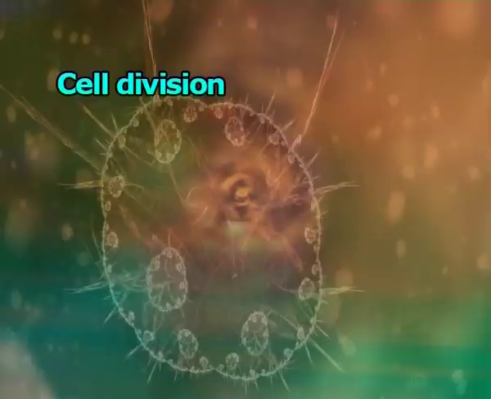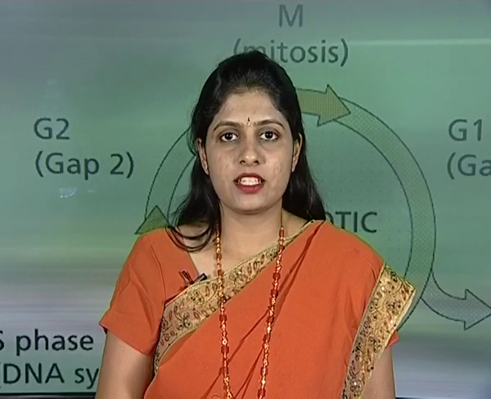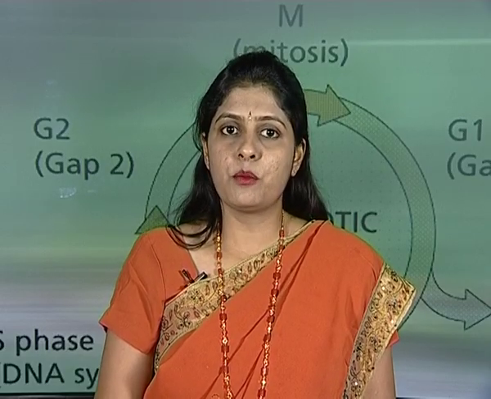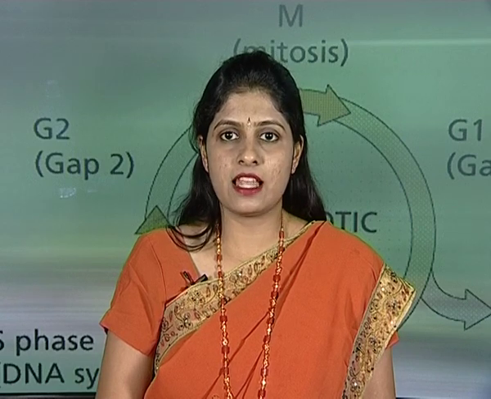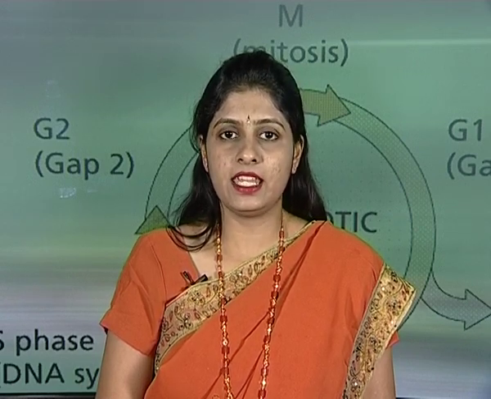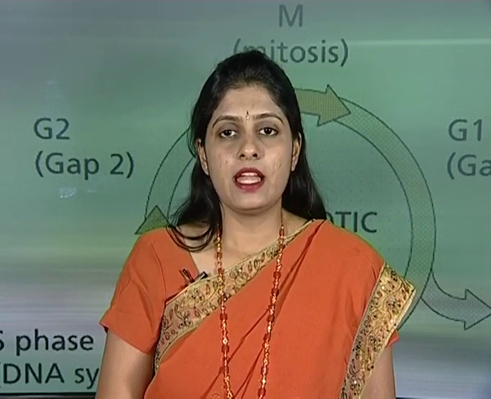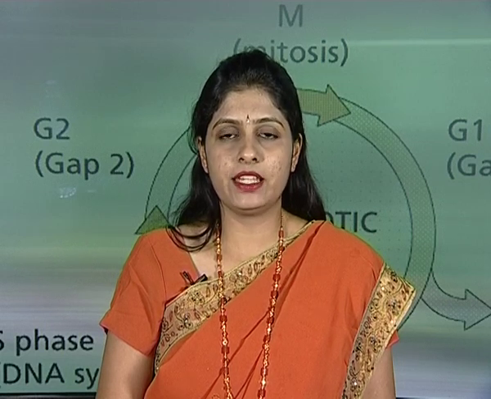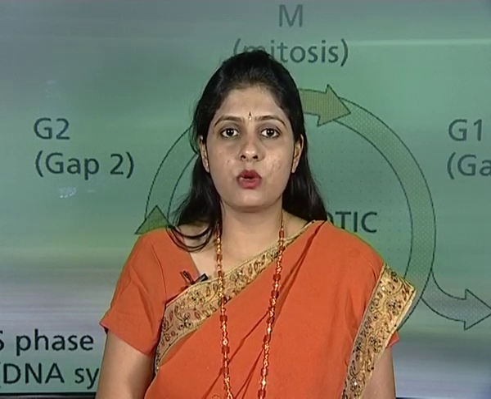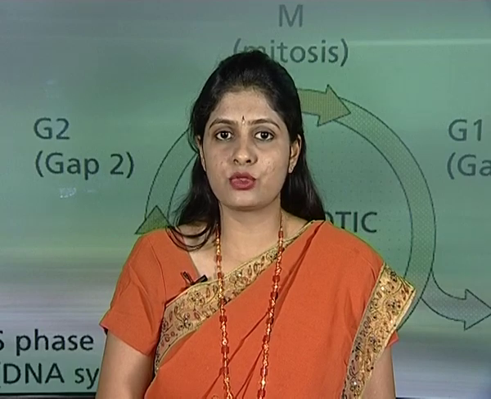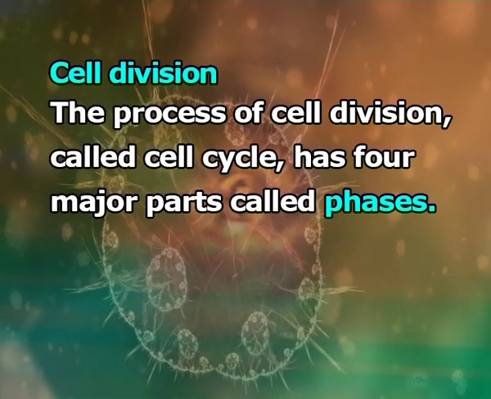Cell division. Cell reproduction is asexual. For most of the constituents of the cell, growth is a steady, continuous process interrupted only briefly at M phase when the nucleus and the cell divide into two. The process of cell division, called the cell cycle, has four major parts called phases.